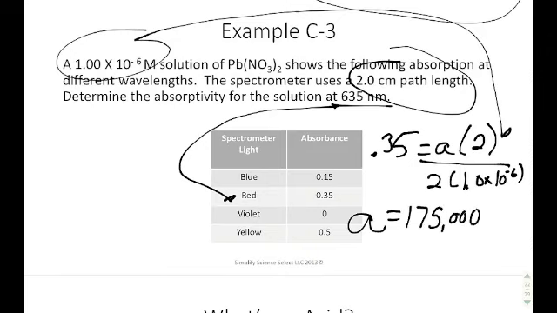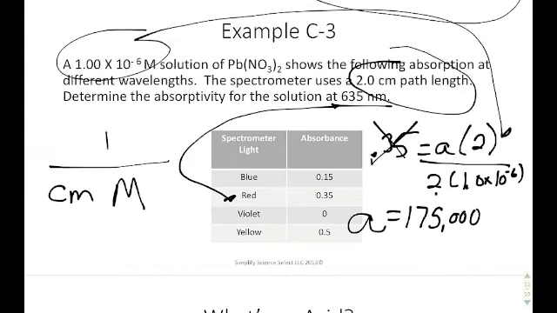But let's take a look at the units more so than anything. Now the units of absorption there are none. Okay, there are no units of absorption. But what I've done is I've taken something with no units and I've divided it by something with centimeters and something with molarity.